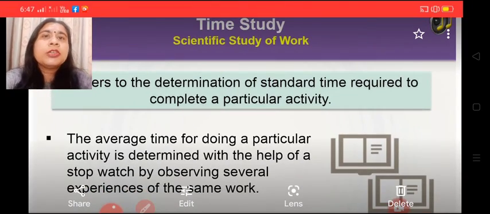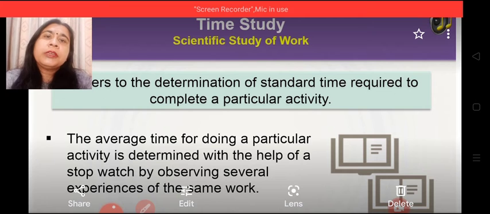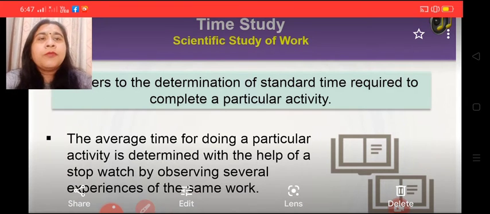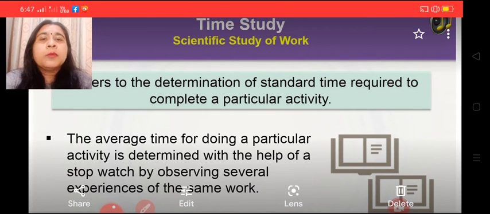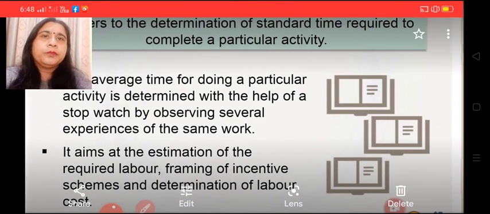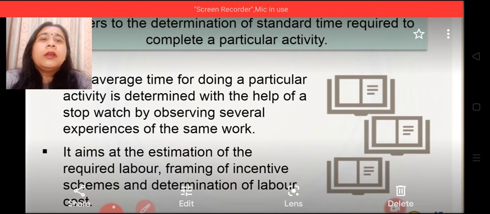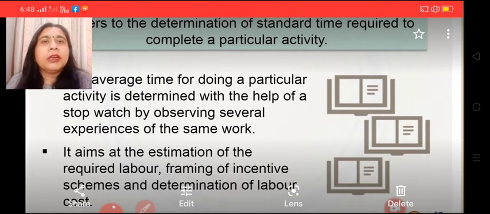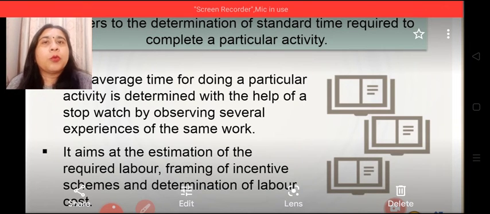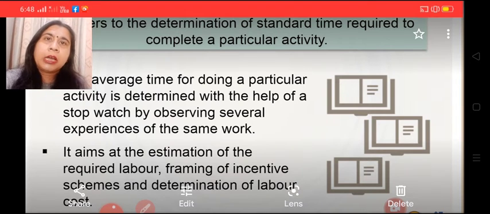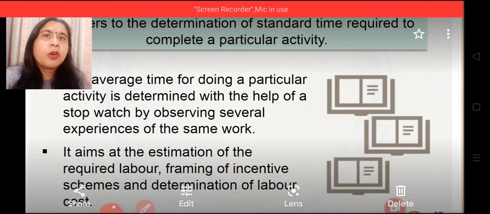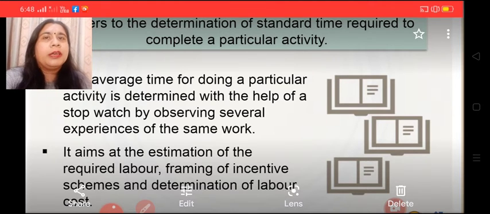It refers to the determination of standard time required to complete a specific activity. Average time for doing a particular activity is determined with the help of a stopwatch by observing several experiences of the same work as we understood through the video. So this time study aims at the estimation of required labor, framing of incentive schemes and determination of labor cost. I hope that you are clear with how the standard time is determined with the help of a stopwatch and various experiences observed by the supervisors.